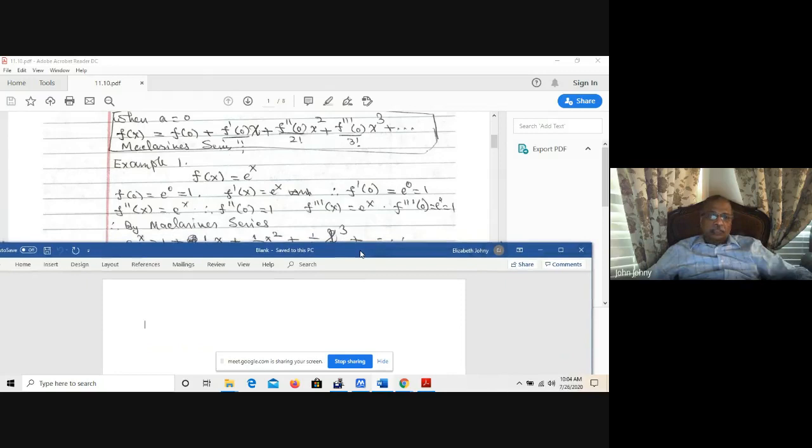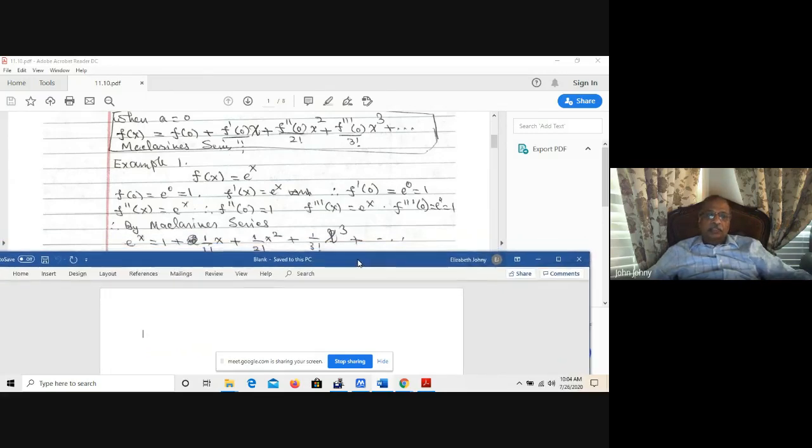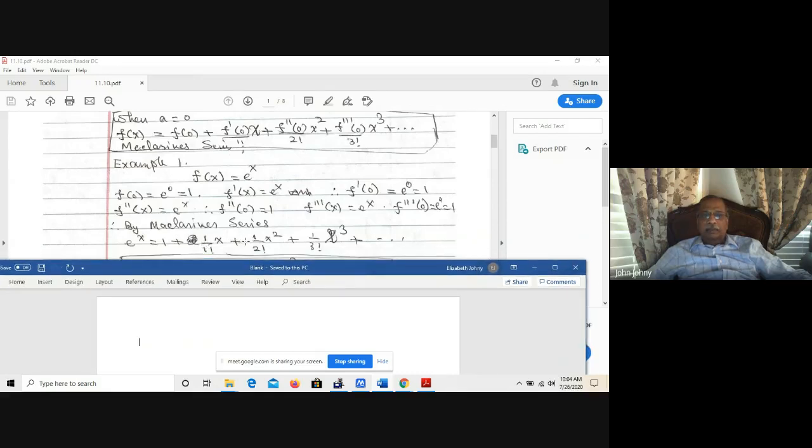So by Maclaurin's series, e^x is equal to f(0) plus f′(0) over 1 factorial times x plus f″(0) over 2 factorial times x² plus etc.